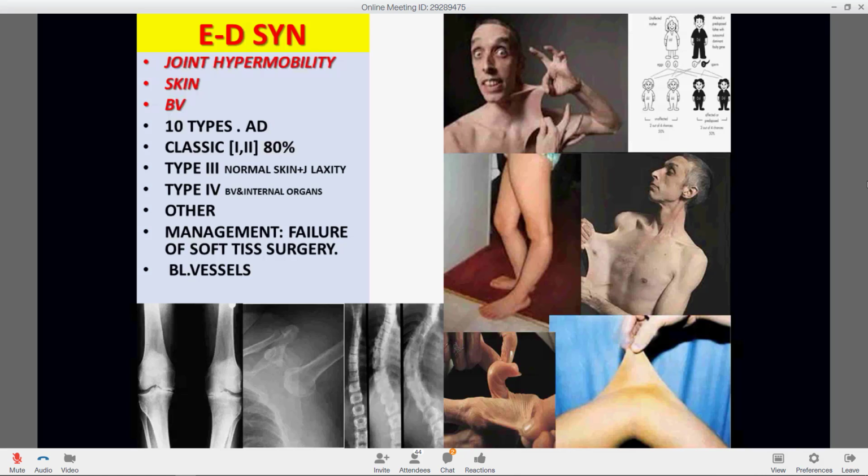Management. The possibility of dislocation is quite common, and reconstruction by soft tissue usually shows failure. And we have to take care about soft tissue because there is failure of healing of the skin and the blood vessels, because of the possibility of severe bleeding.